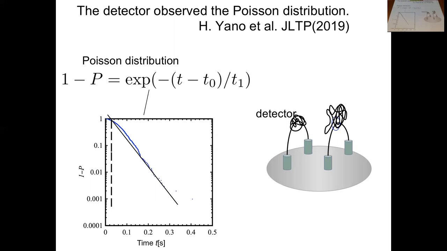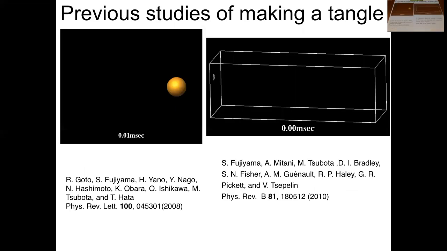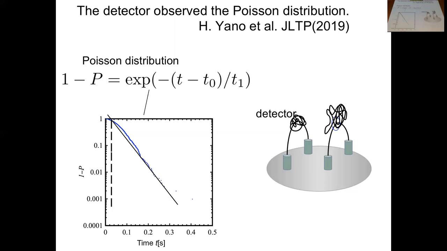And Yano's group observed this experimental result obeys a Poisson distribution like this. Poisson distribution is completely random. So what does it mean? From the small vortex rings and large vortex rings, these mean some sort of self-similar procedure. So is it true or not? We try to confirm this result by numerical simulation.